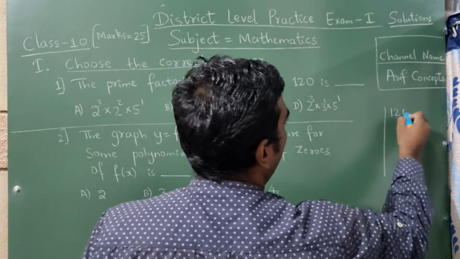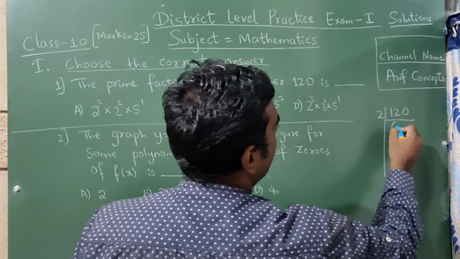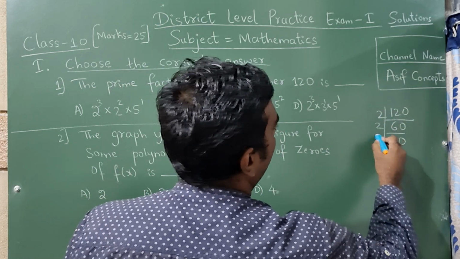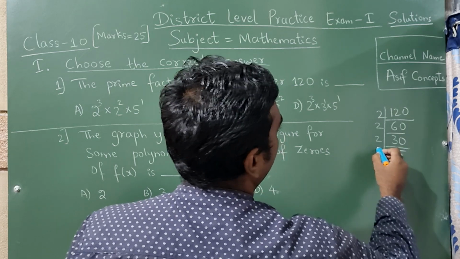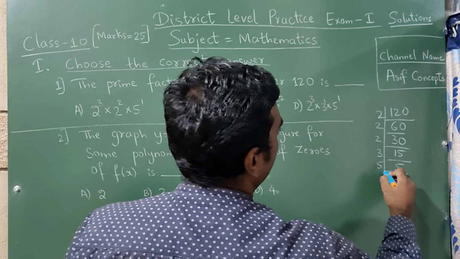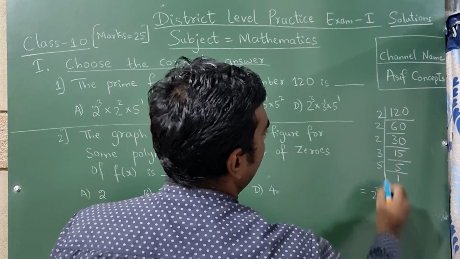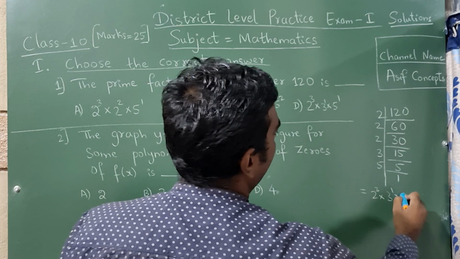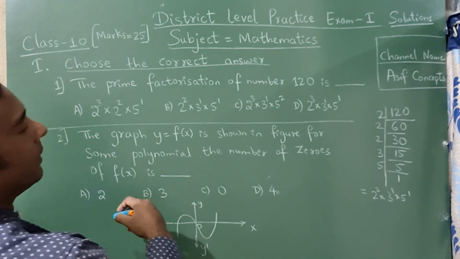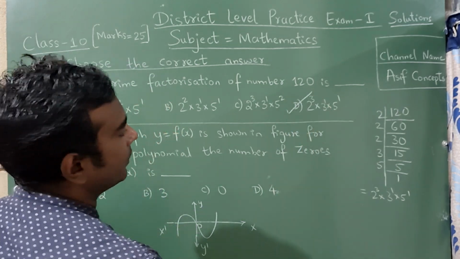So I'm going to write here 120. I'll divide with the 2. 2 6s are 12. 2 3s are 6. And 2 15s are 30. Now 3 5s are 15 and 5 1s are 5. So how many 2s are there? It is 2 raised to 3, 3 raised to 1, 5 raised to 1. Which one is suitable? You can see D. D option is the correct answer for this.